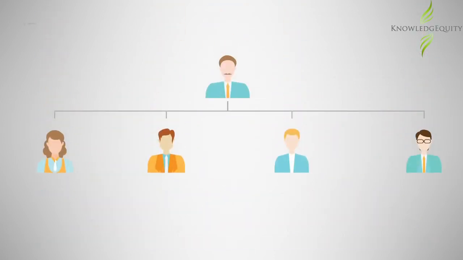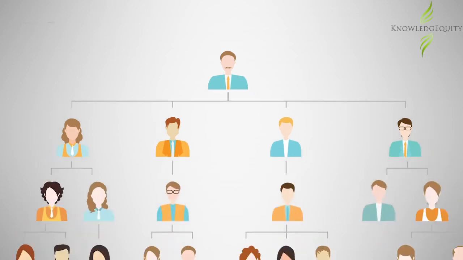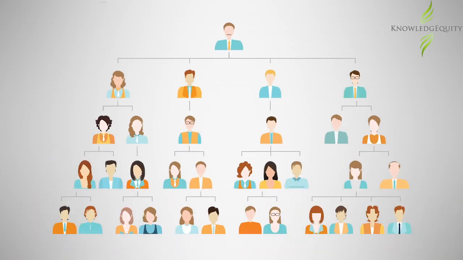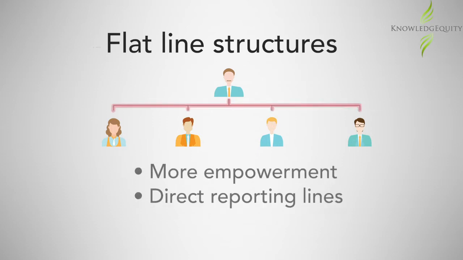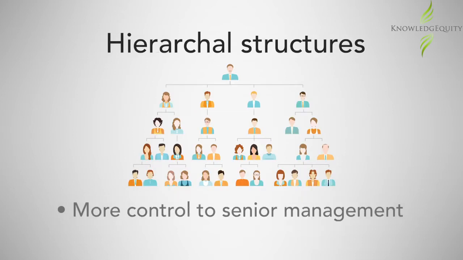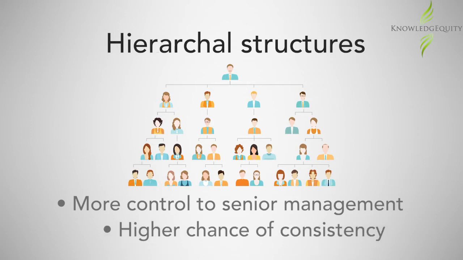It is possible to have flatter structures in small functional units in government, but due to its overall size, it will also have hierarchical vertical differentiation. Flatline structures often provide more empowerment to those within them, as reporting lines are more direct with few layers between lower-level employees and senior management. Hierarchical structures give more control to senior management and a higher chance of consistency in operations.